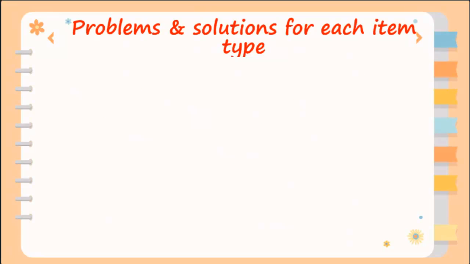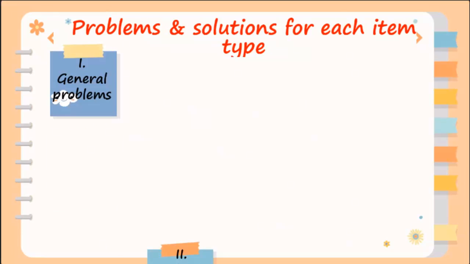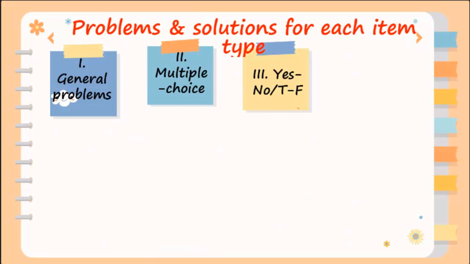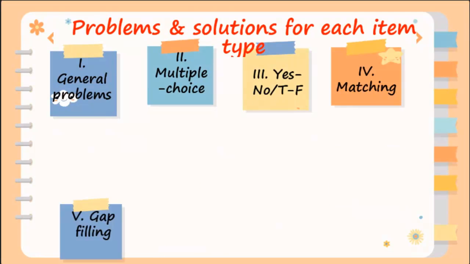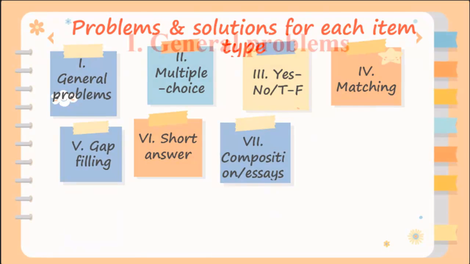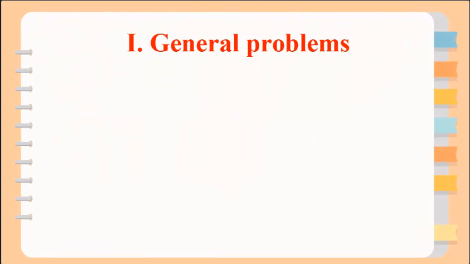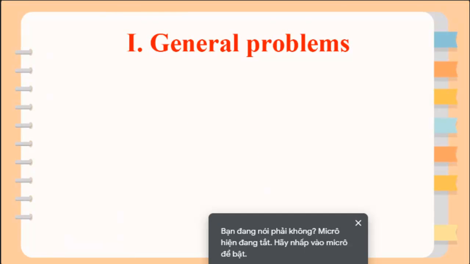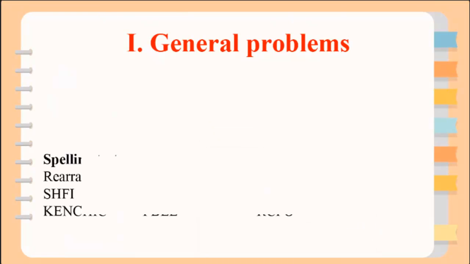For problems and solutions, for each item type, we have some general problems as below. One, please. Okay. Here is the full information, and now we will move into detail. The first general problem is, one please.